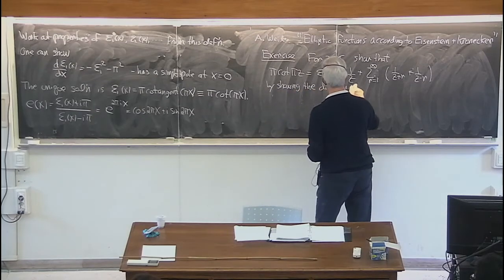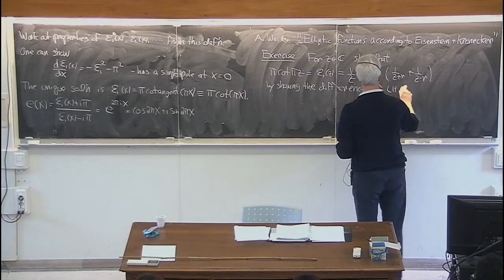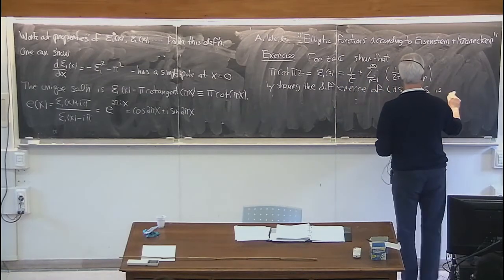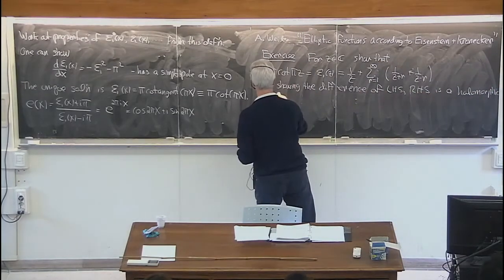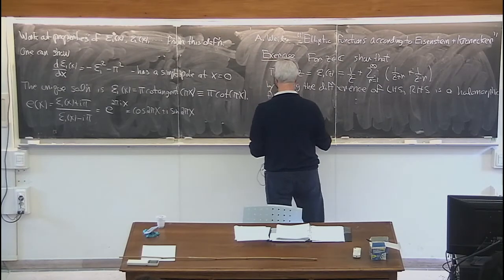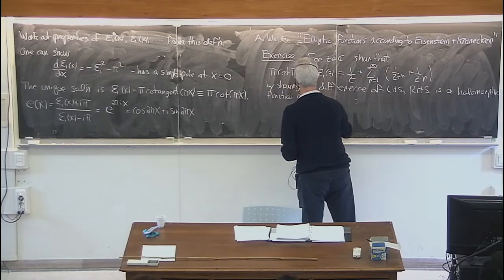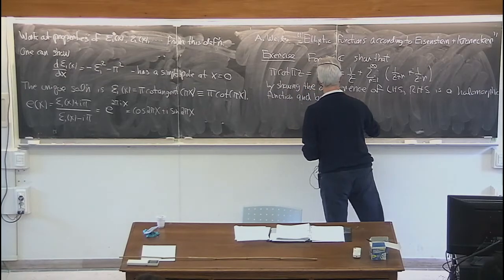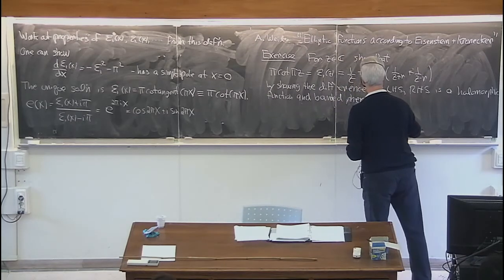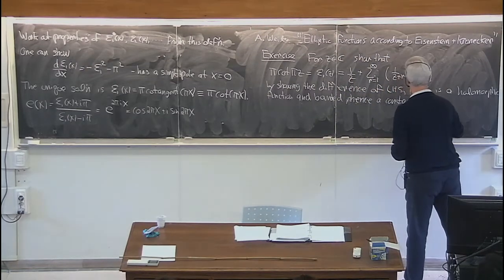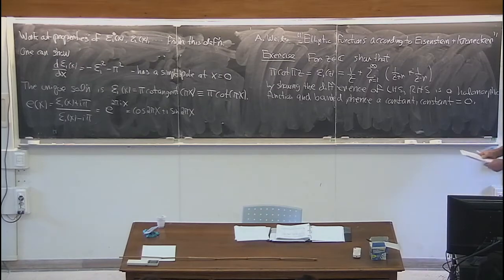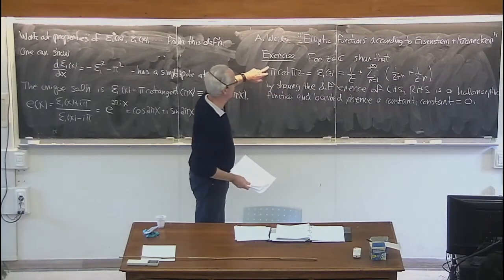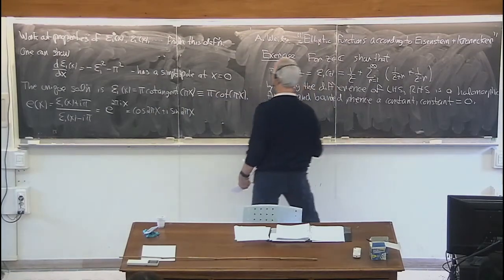by showing that the difference of the left-hand side and the right-hand side is a holomorphic function and bounded. Hence, the difference has to be a constant, and then show that the constant is, in fact, equal to zero, so that the left and right-hand sides are equal. So if you're willing to kind of guess a little bit, you could have guessed this identity, and then you can prove it by using some straightforward complex analysis.